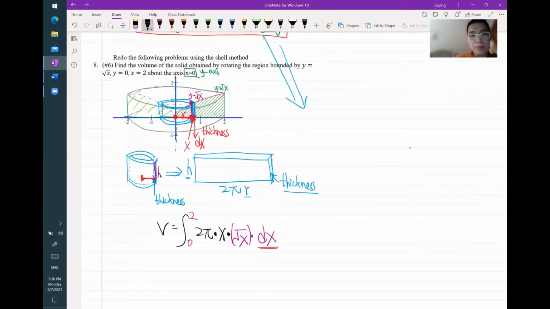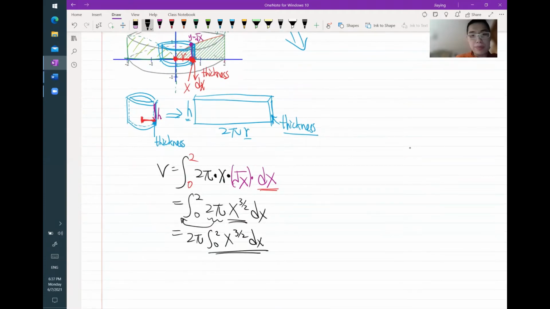And the rest is about finding the antiderivative and then evaluating the integral to figure out the volume. I'm going to write one more step. So 0 to 2, 2 pi x times square root of that x, that's x to the 3/2 dx. Then you have to find the antiderivative. You can always bring out the 2 pi, so 2 pi from 0 to 2, x to the 3/2 dx. I'm going to let you finish that because you have to know how to find the antiderivative from that.